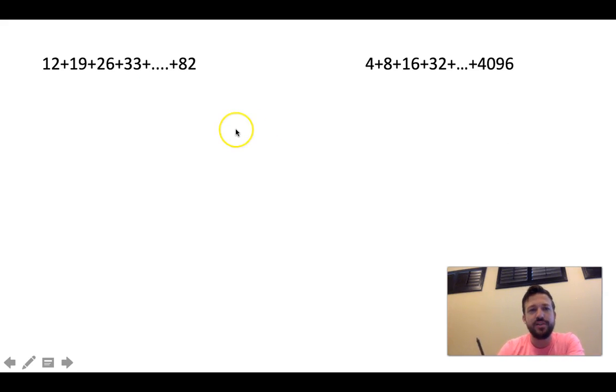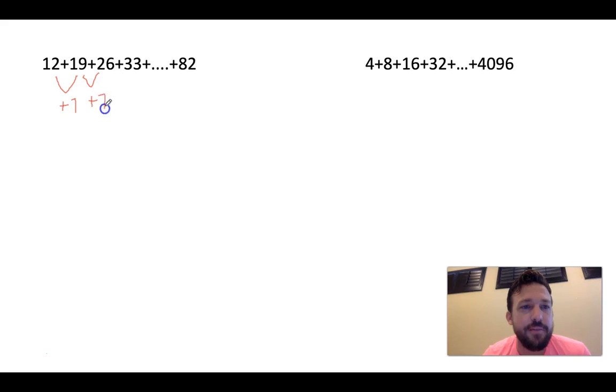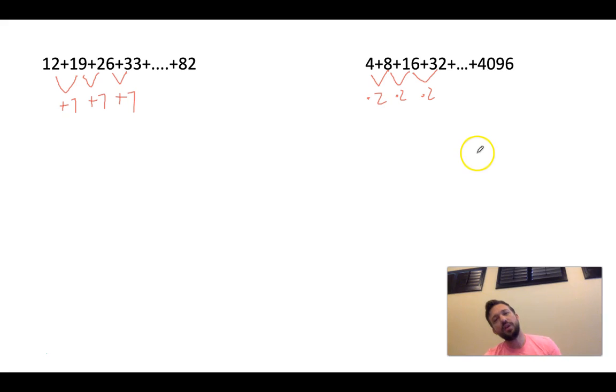Okay, so first you got to identify, are they arithmetic or are they geometric? These are the same ones from the last PowerPoint. The first one is arithmetic because each one is plus 7. This one is geometric because each one is multiplying by 2. Remember, if you're trying to figure out if it's arithmetic and you go, okay, it's plus 4, and then the next one is not plus 4, that's when you go, oh, no, that's not arithmetic. Must be geometric.